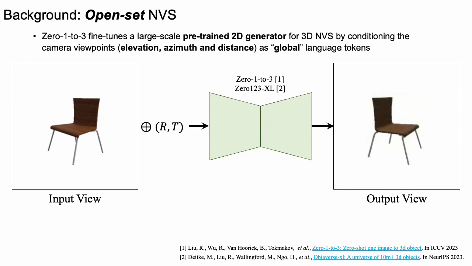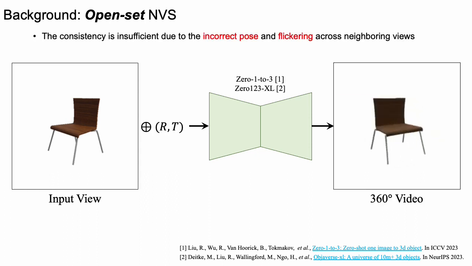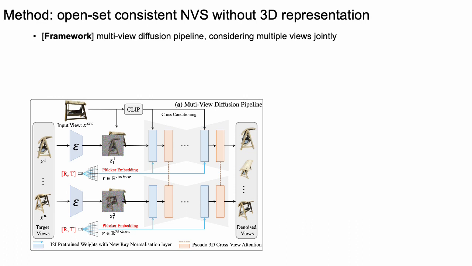To achieve this goal, Zero123 fine-tunes a large-scale pre-trained 2D generator for 3D novel view synthesis by conditioning on camera viewpoints such as elevation, azimuth, and distance as global language tokens. While it has good generalizability, Zero123 fails to achieve high pose accuracy, and its reconstructions are not very consistent across different views. To mitigate this issue, we propose a multi-view diffusion pipeline, considering multiple views jointly instead of processing them independently.